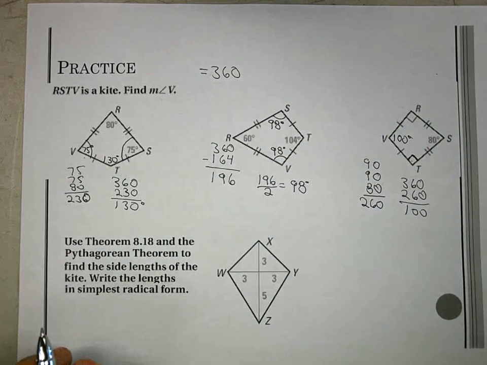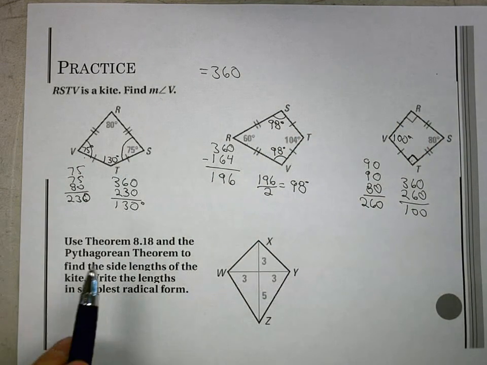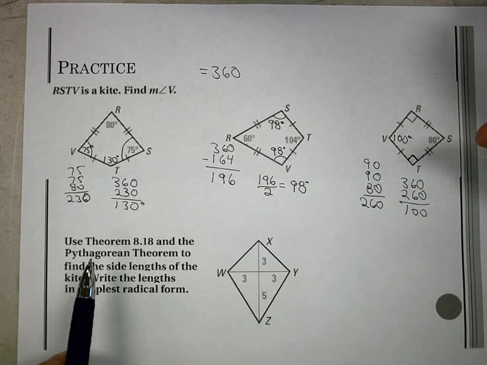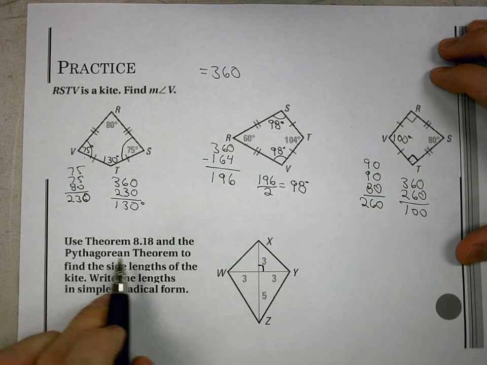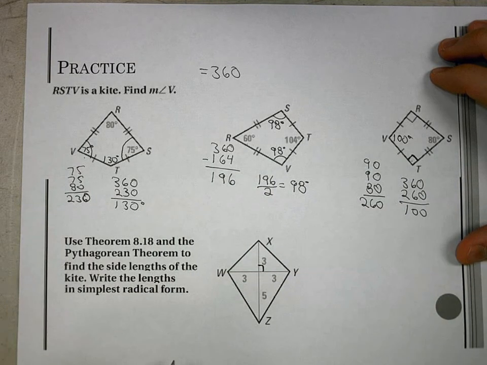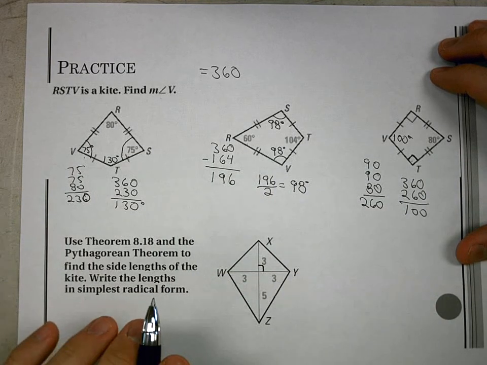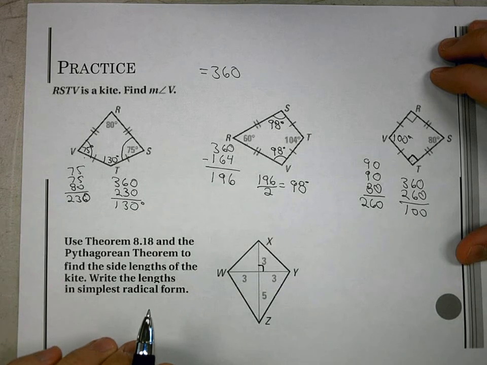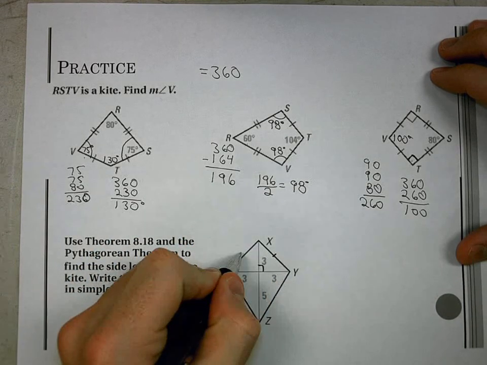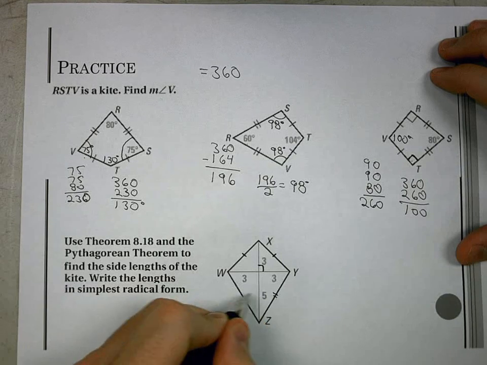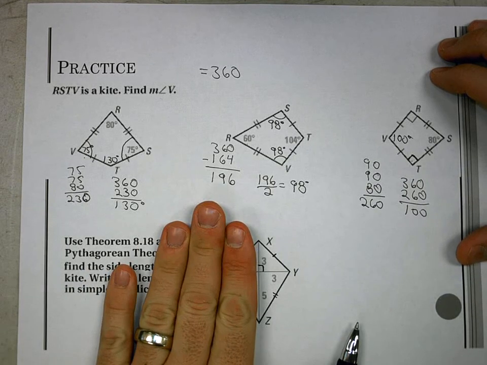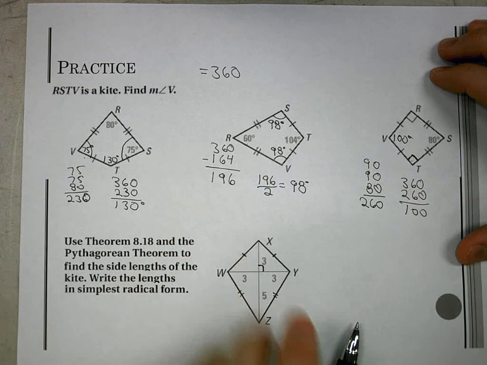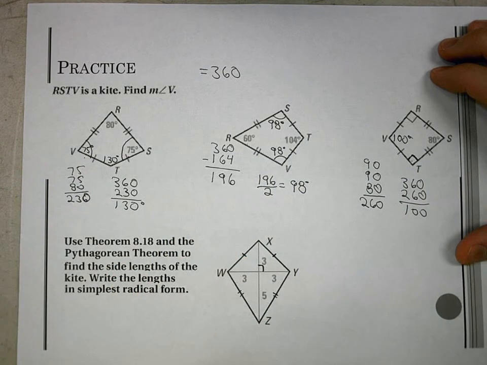Now we go to our last part here, and it says we're going to use theorem 8.18, which had to do with the diagonals being perpendicular, and the Pythagorean theorem to find the side lengths of the kite. Now, we're not looking necessarily for all 4 side lengths. I know that these 2 sides and these 2 sides are the same. So if I just solve this half, find XY and YZ, that will be enough because I can just copy over the values. But I'm going to use the Pythagorean theorem here.